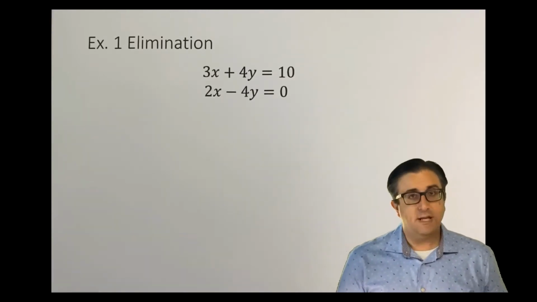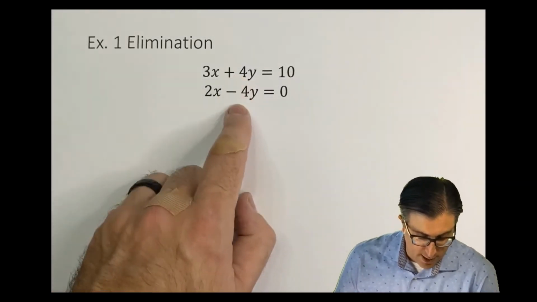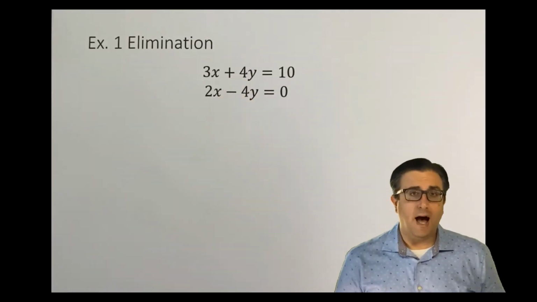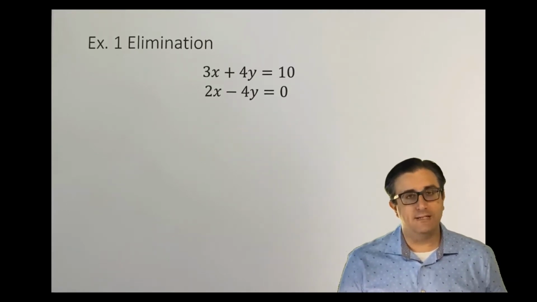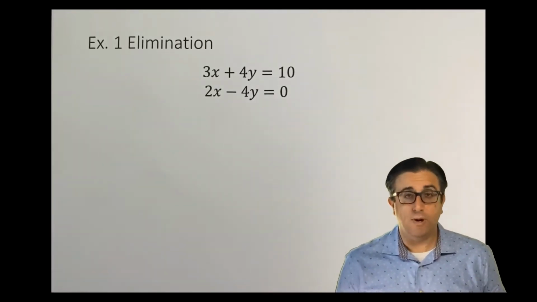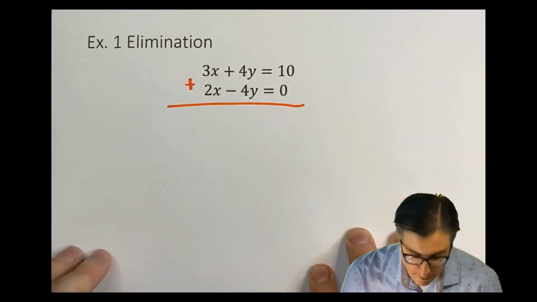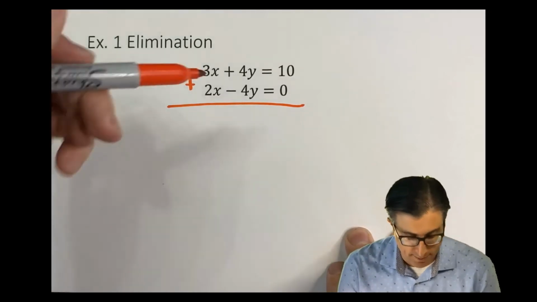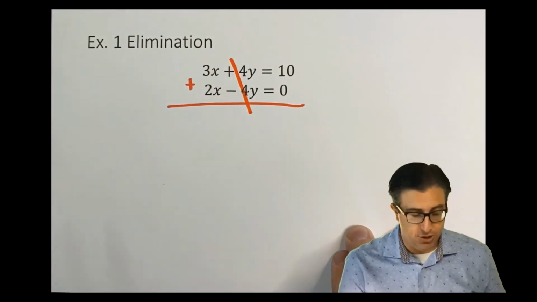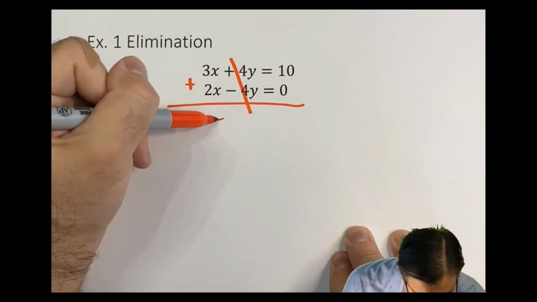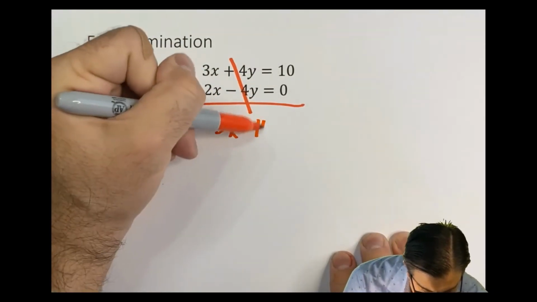But there is a little shortcut to this problem. I notice that I have a positive 4y and a negative 4y. I know that a positive 4y and a negative 4y are going to immediately cancel. So in this problem, you don't have to multiply by anything. You can just add these two equations together because I have the opposite already. Positive 4y and negative 4y added up cancel each other out. 3x plus 2x is 5x, and 10 plus 0 equals 10.